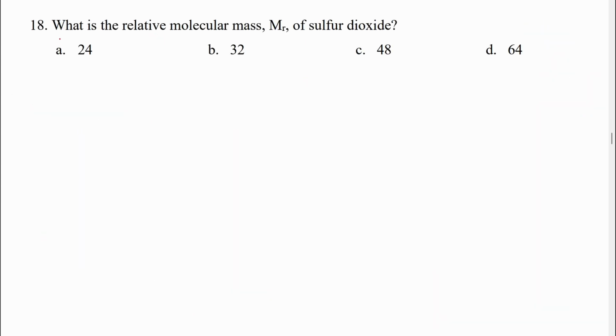Next question. What is the relative molecular mass, Mr, of sulfur dioxide? Okay, to answer this question, you have to know what is the chemical formula of sulfur dioxide. So sulfur S, dioxide. This is oxygen. And how many oxygen we have? Dioxide. Okay, so there are 2 oxygen in here.